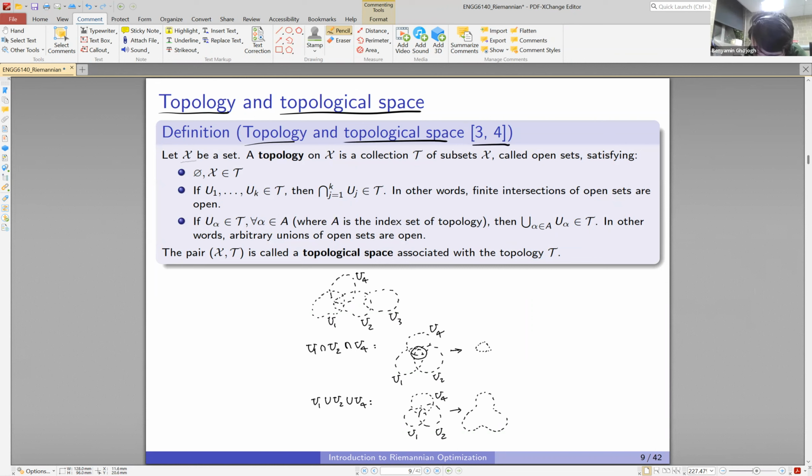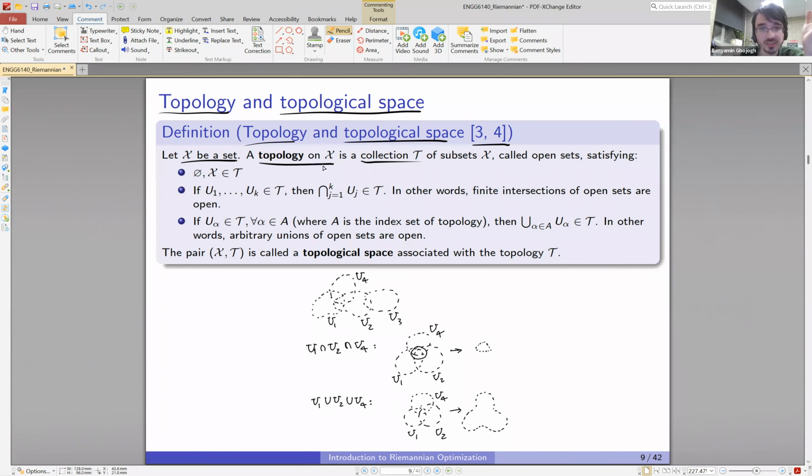Let X be some set. A topology on X is a collection T. By the way, collection, you can see it as a set. In my opinion, I might be wrong, but as far as I know, collection and set can be used interchangeably in pure mathematics, but there might be a slight difference between them. But I myself look at a collection as a set. So it's like a set or collection T.